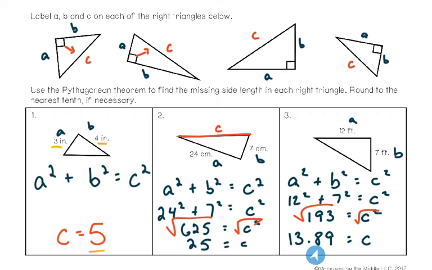So I'm going to find the tenths place. I'm going to look next door. If it's 5 or more, I'm going to go 1 more. In this case, it is. So 13.9 feet would be the length of my hypotenuse.